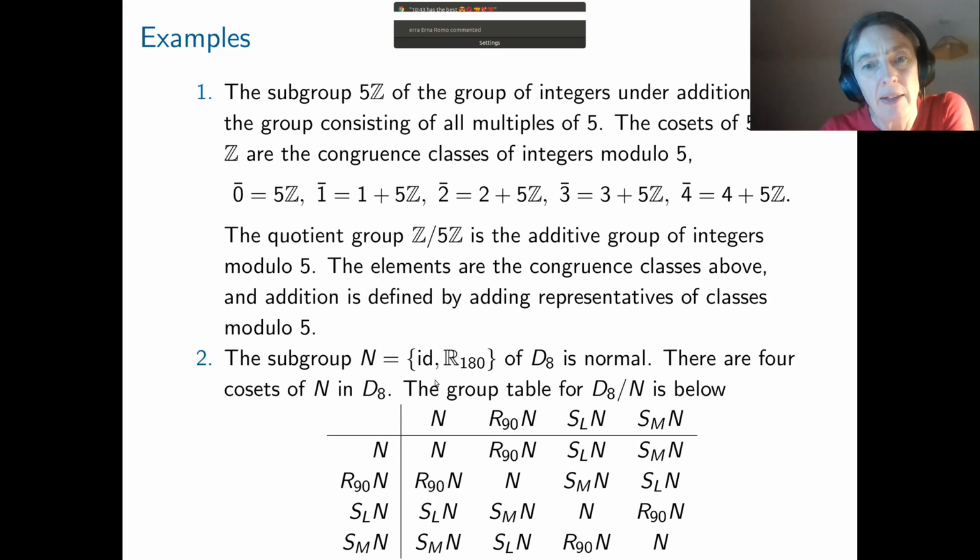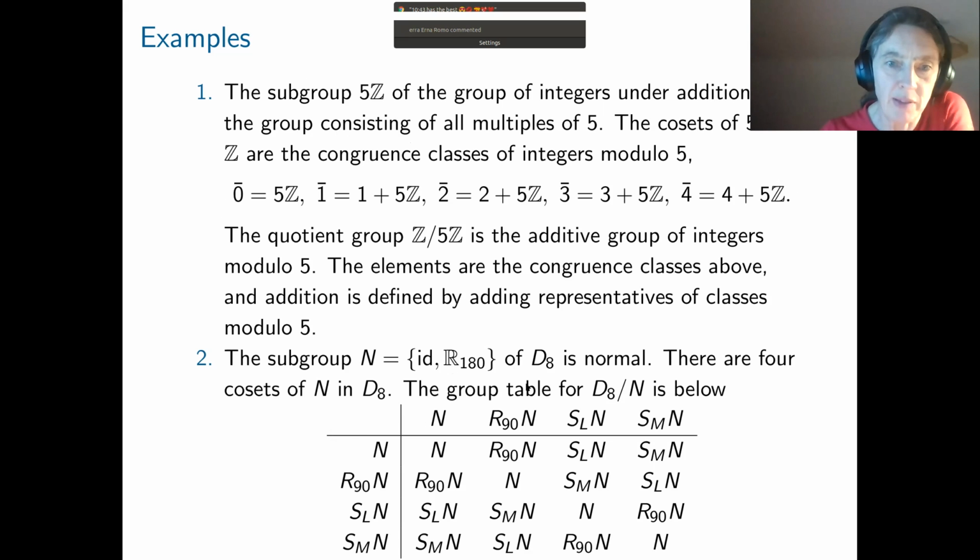Another example: the subgroup N, consisting of the identity element and the rotation through 180 degrees of the dihedral group D8 of symmetries of the square, is normal. This R should be an ordinary R, not the real numbers R. It has 4 cosets, of course, because the index of N in D8 is 4. It's 8 over 2, where 2 is the order of the subgroup.